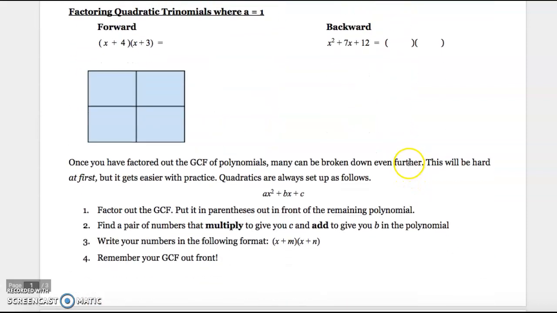Okay. So now factoring quadratic trinomials where a equals 1. So forwards, we call this foiling, right? So you multiply your first terms together and you get an x squared. Oftentimes we taught you to use the box method as one of these strategies, but also thinking of it as foiling. So you multiply x times x, you get an x squared. Then your outside pieces, x times 3, and you get 3x.